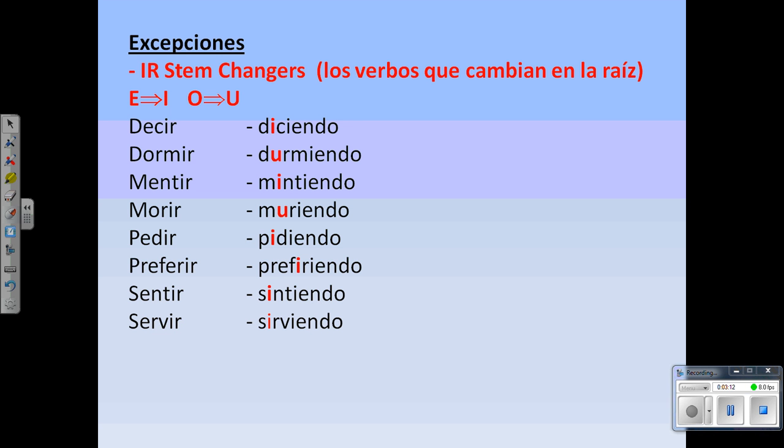Okay, second E is changed. In the present tense, that one changes E to IE. We don't have E to IE changers here. Sentir, sintiendo, servir, sirviendo, sugerir, sugiriendo. Okay, this one is to suggest. That's a new one.